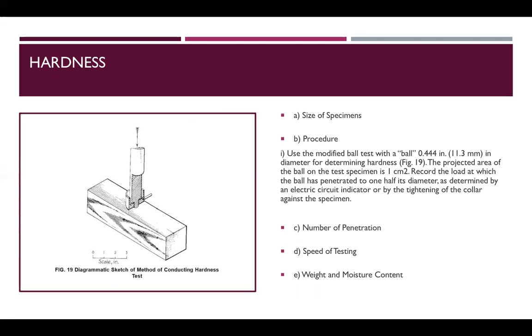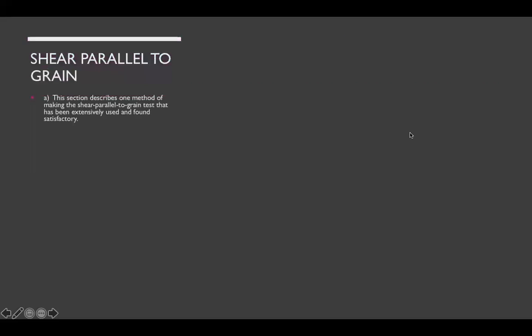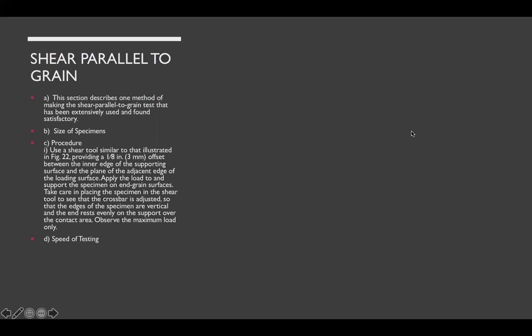So the weight and moisture content shall be weighed immediately before and after the test. A moisture section approximately 1 inch or 25 millimeter in length shall be cut. For the shear parallel to grain, this section describes one method of making the shear parallel to grain test that has been used and found satisfactory.